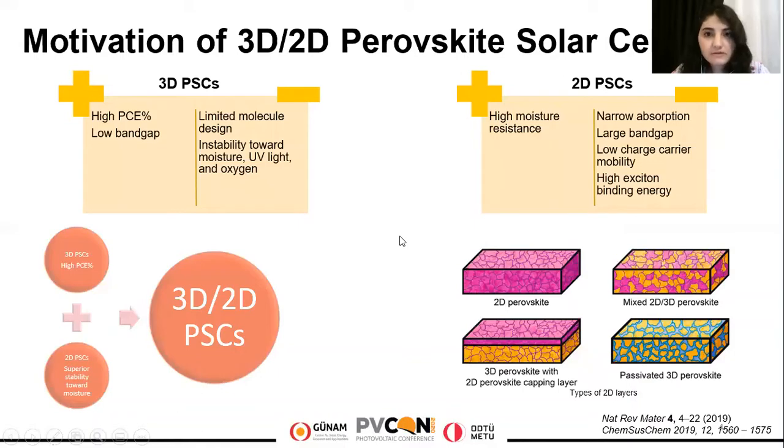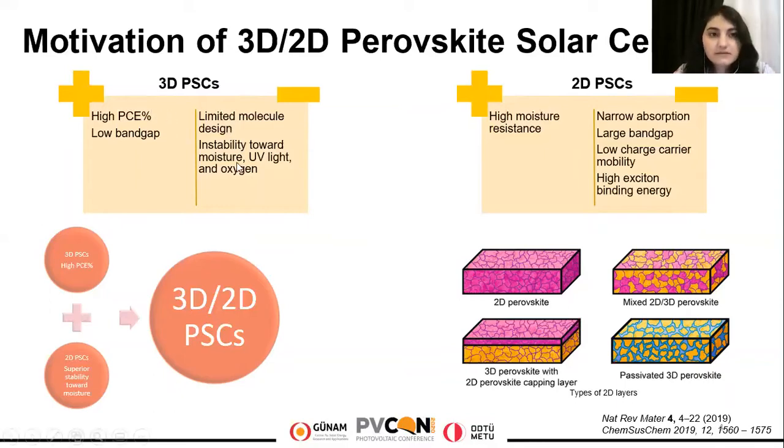Both 3D and 2D perovskites have some advantages. For 3D ones, high PCE and low band gap are the main advantages. For 2D ones, high moisture resistance is the best advantage.